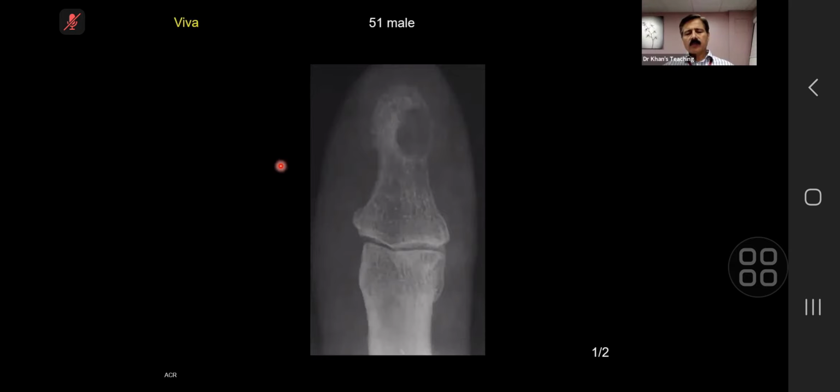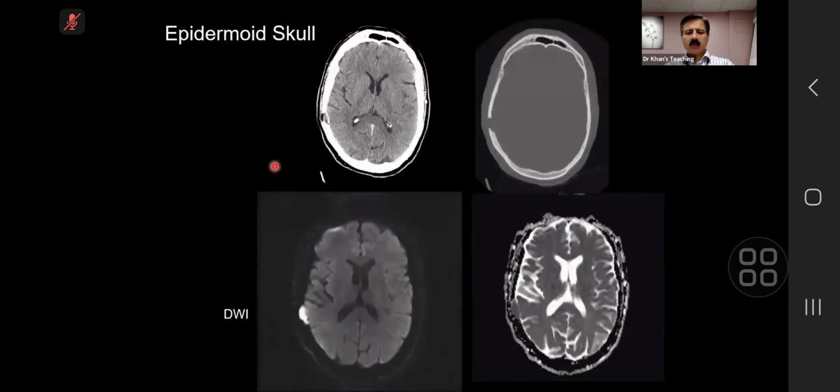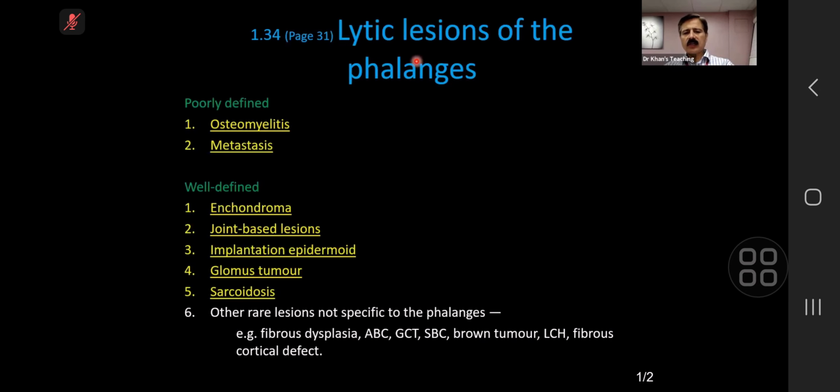Okay, I'll take over. Hemangiomas will not give you this kind of radiology in the distal phalanx. Your differential for a lytic lesion in the phalanx is: poorly defined or well defined. And here it's well defined, and well defined is enchondroma. Of course, this will be secondary to some joint abnormality. Implantation epidermoid should be up there. And then glomus tumor, and sarcoidosis, and other rare lesions not specific to the phalanges.